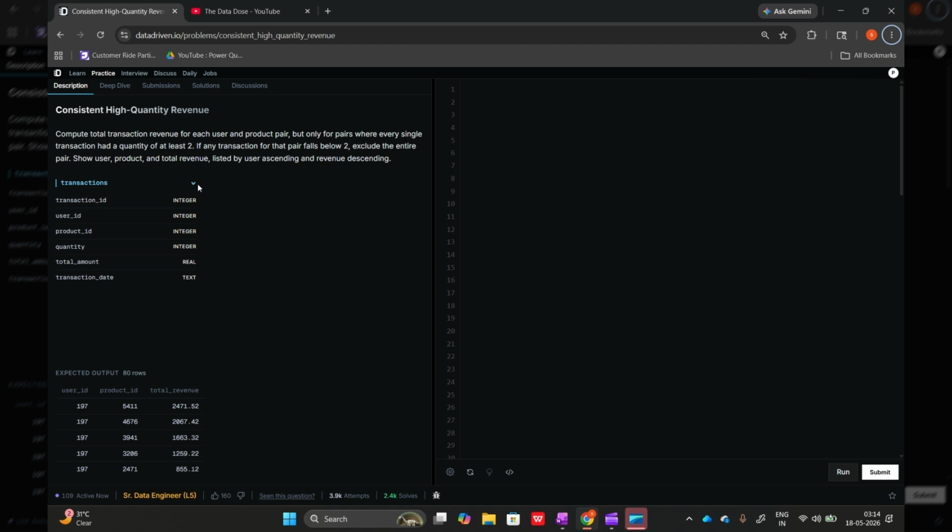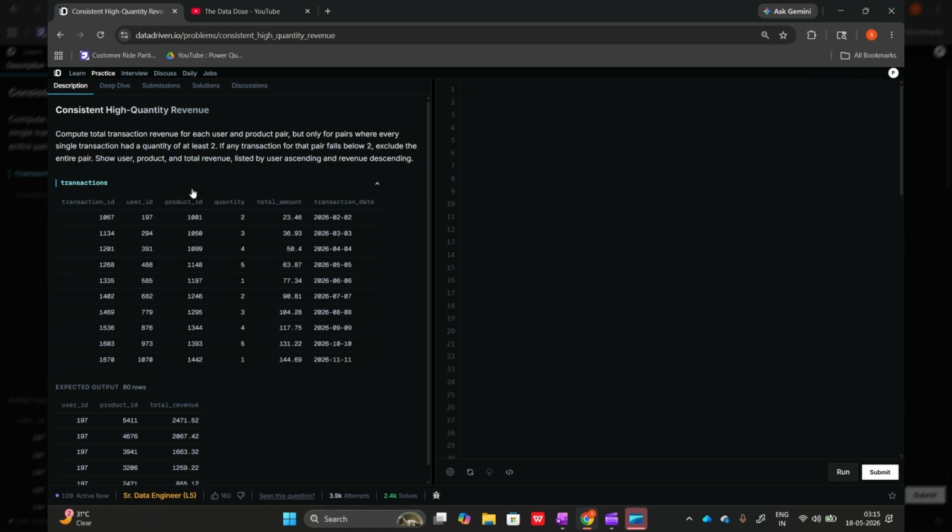So let's see how our input table looks. There is a transaction ID, a user ID, a product ID, a quantity, and a total amount. We need to find the total transaction revenue, which would be nothing but the sum of total amount for that particular user ID and product ID.